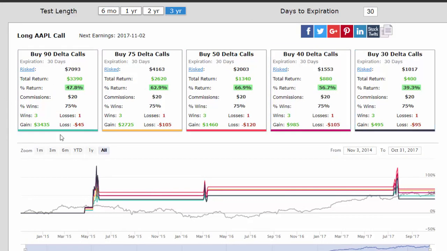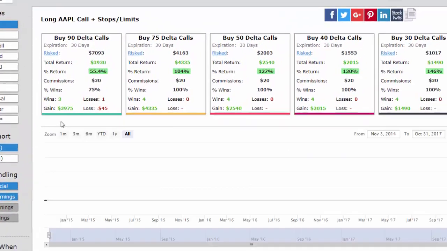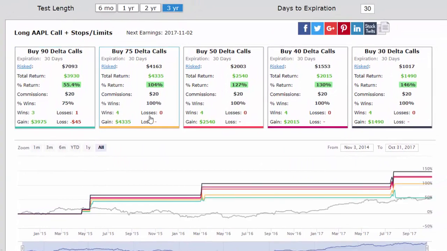It's important to note that with the squeeze, oftentimes limits and stops help improve the historical returns. So watch what happens when we add a 40% stop and a 40% limit to these back tests that have won 3 out of 4 times and where the return is no larger than 66%. We'll enter in our stops and our limits, and now we'll look at the exact same strategies. And now we can see that as we go further out of the money, the back test has won all 4 times and the returns are 2 times larger.